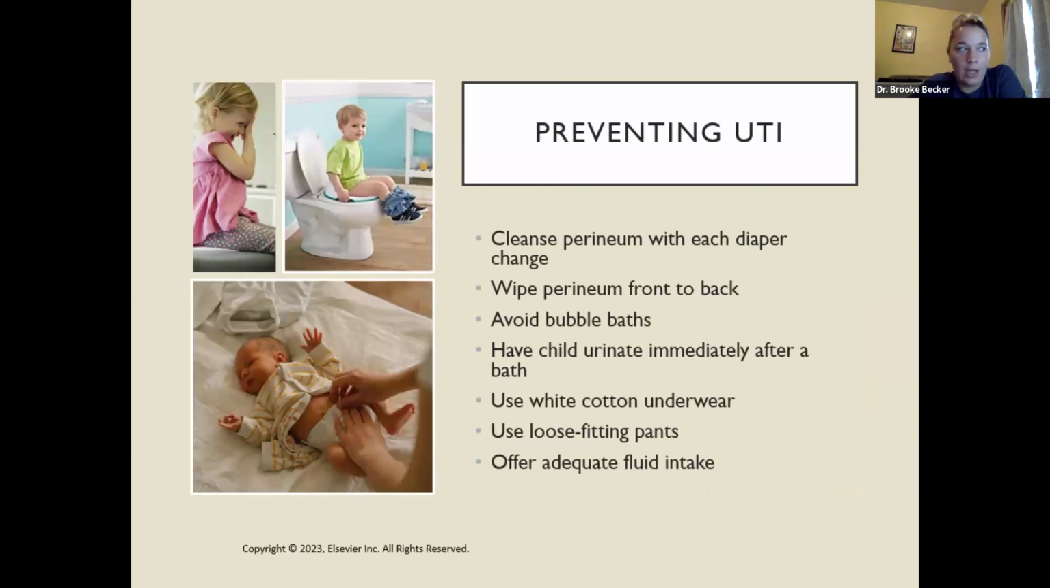So we already talked about some prevention things. Also, hydration. I can't tell you how many little kids tell me that they hardly drink any fluids all day, especially when they're at school and preschool. But hydration can be helpful too in kids that frequently have UTIs. Okay.